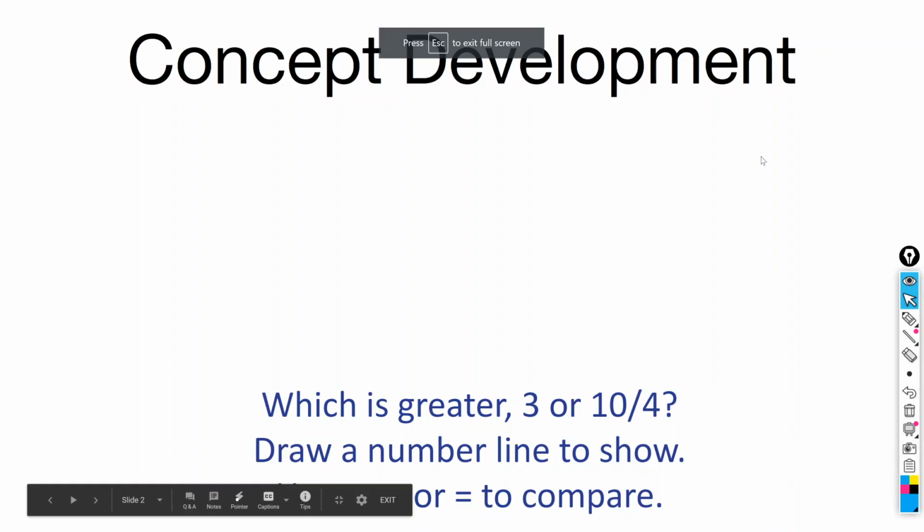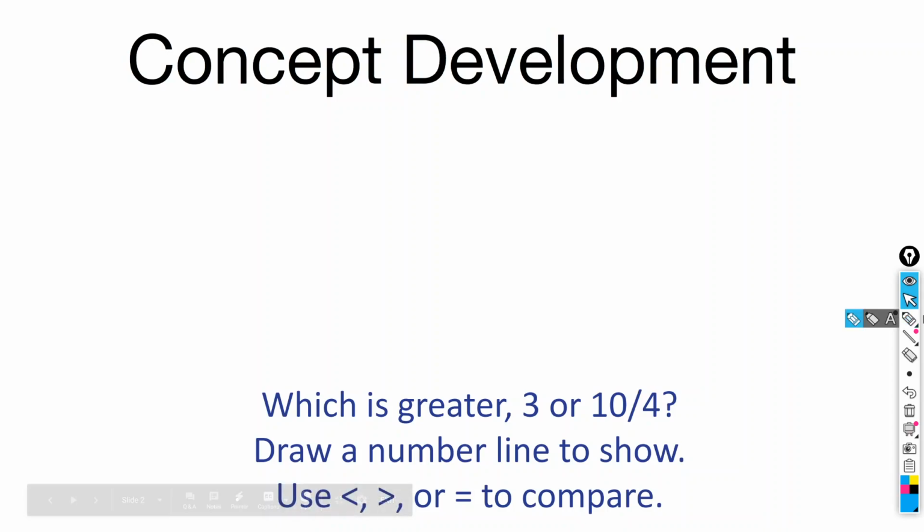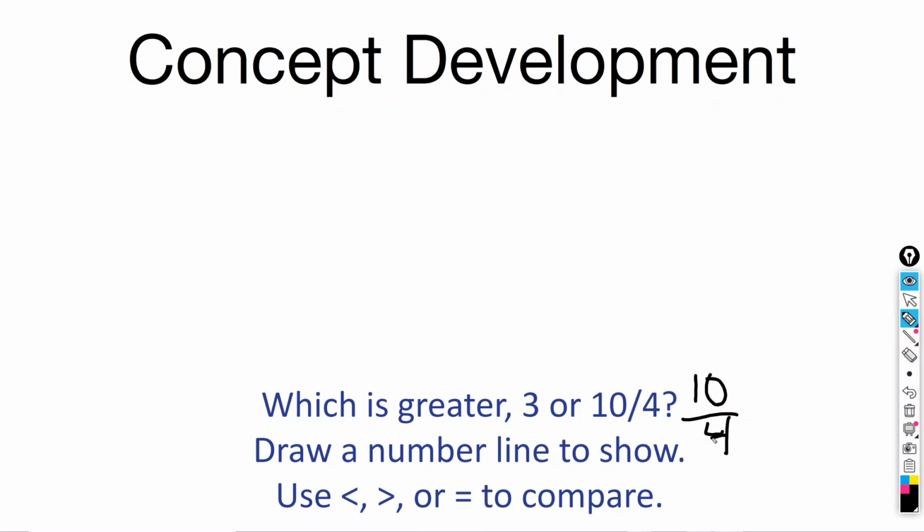Okay, so this first one you do not have to do on your whiteboard. I'm just going to show you how to do it so that you know how, and then I have one that we'll do together. So the question is, which is greater, 3 or 10/4? Now it's hard to do it on my computer. It's easier to just write it out. We know that 10/4 we really write like this, 10/4. So what is greater, 3 or 10/4? In order to do that, it wants us to draw a number line to show. So I'm going to draw my number line.